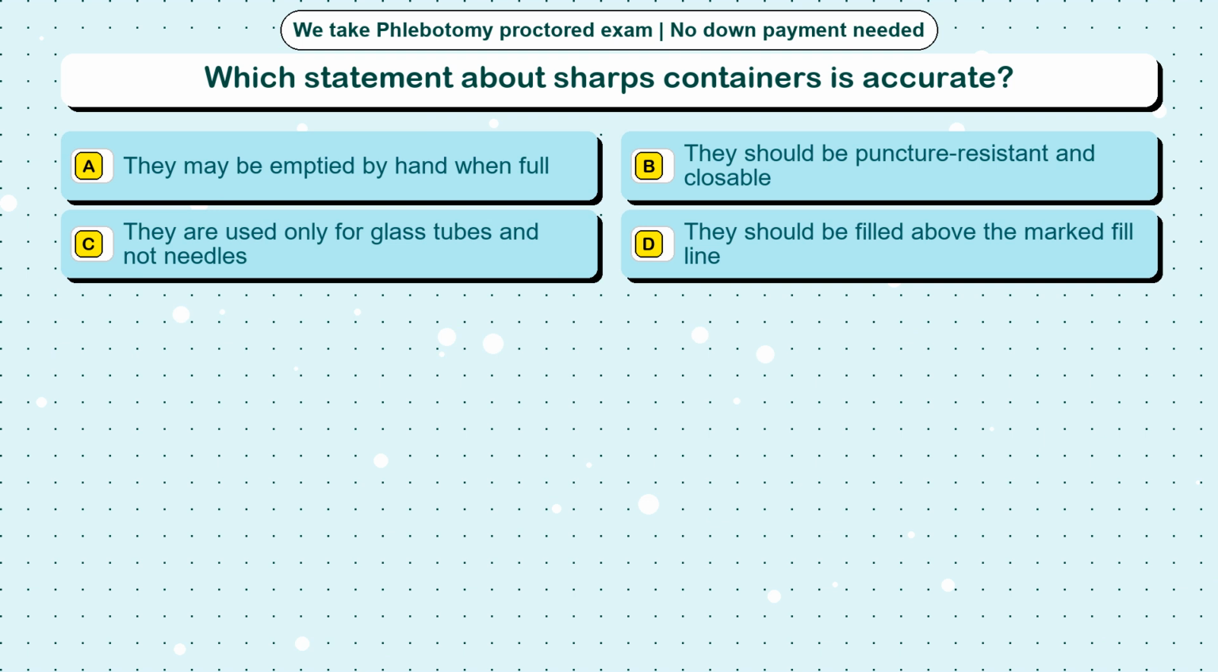Question 9. Which statement about sharps containers is accurate? Option A. They may be emptied by hand when full. Option B. They should be puncture resistant and closable. Option C. They are used only for glass tubes and not needles. Option D. They should be filled above the marked fill line.